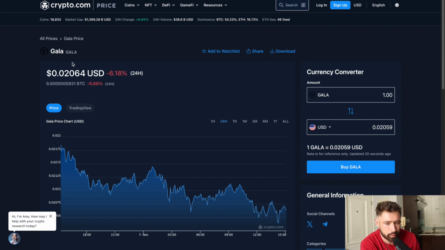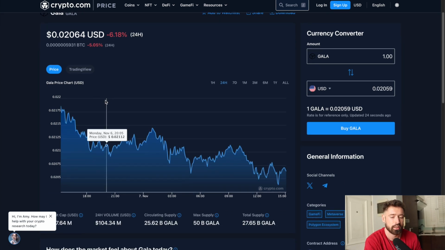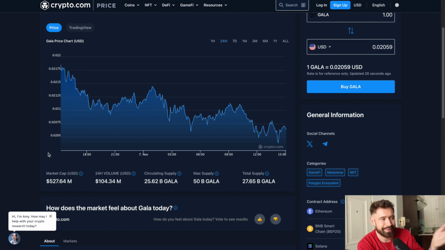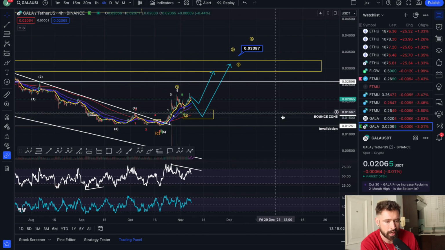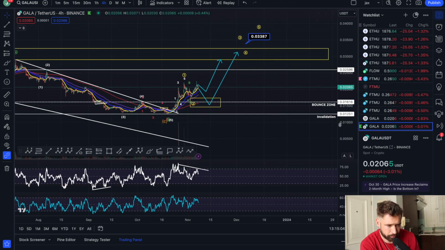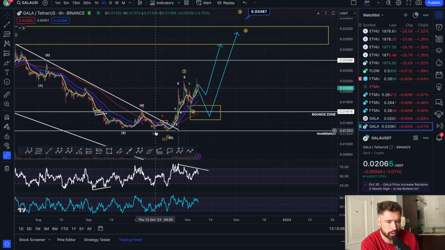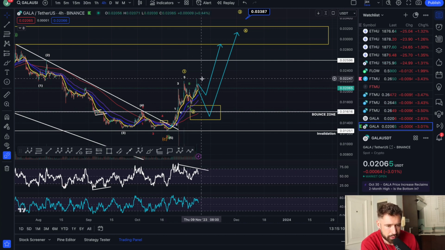We're going to go over our friend Gala Games sitting at 0.02064, down 6% on the day. Market cap 527 million, 24-hour volume 104 million. So a couple scenarios for Gala. The first one could be that this is our wave one to the upside, and we put in an ABC correction, and now we're pushing up in the wave three.